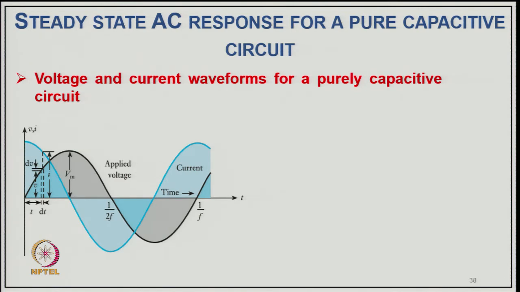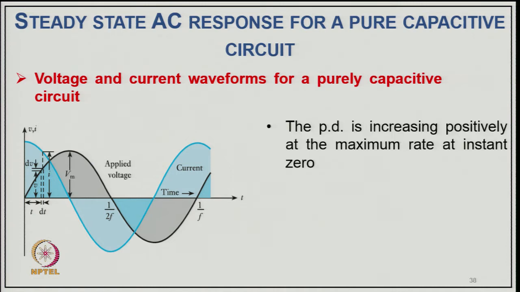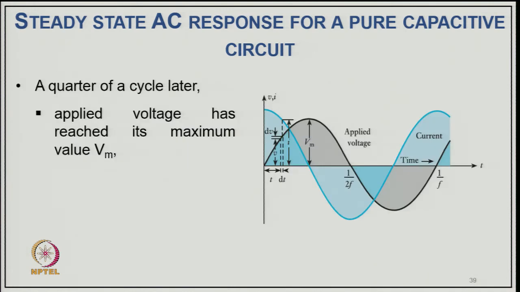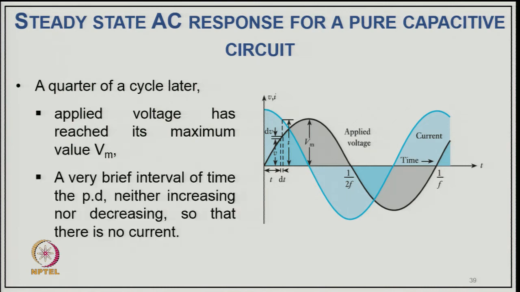So, in the voltage and current waveforms for a pure capacitive circuit, you can see clearly here that the current is leading the applied voltage in the case of capacitance, and we will derive how that happens. The potential difference is increasing positively, as you can see here, at the maximum rate at the instant of 0, because the slope is maximum, and the charging current is also at its maximum positive value at that instant. A quarter of a cycle later, the applied voltage has reached its maximum value, and for a very brief interval of time the potential difference is neither increasing nor decreasing.